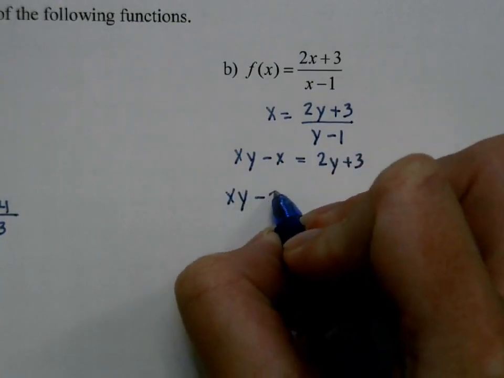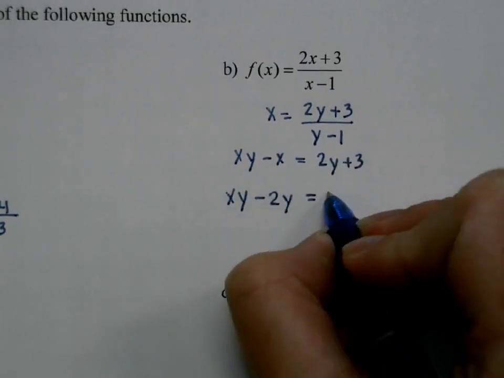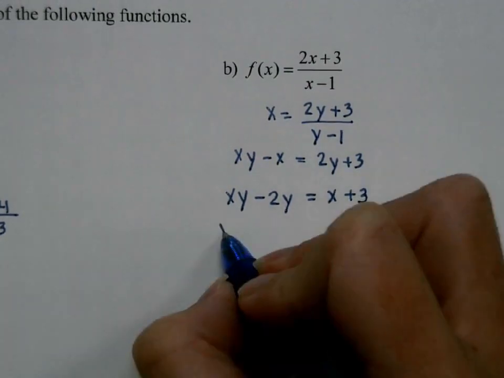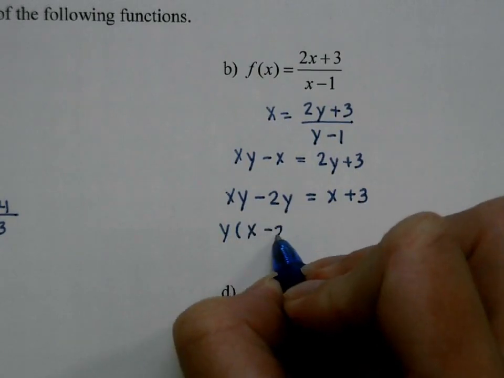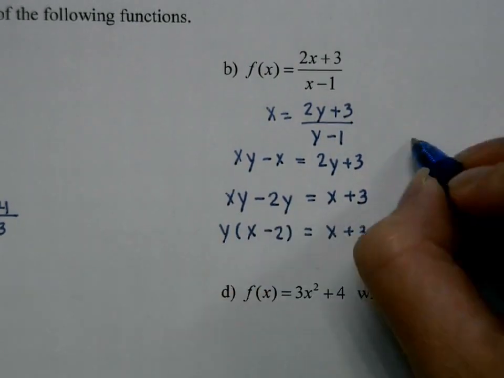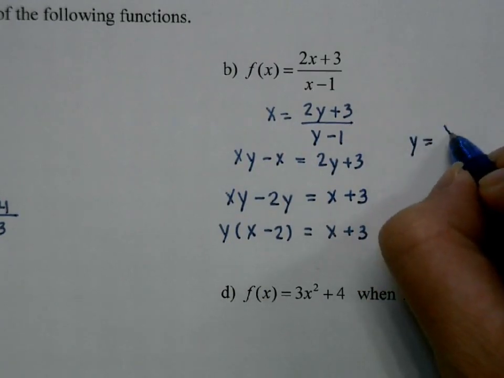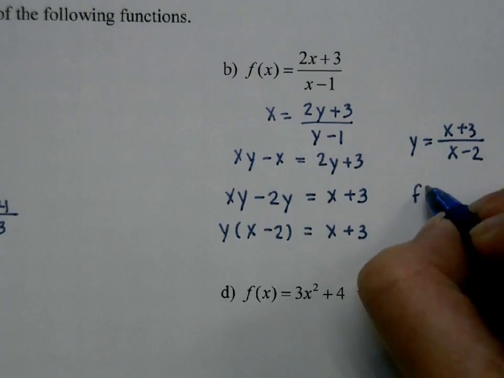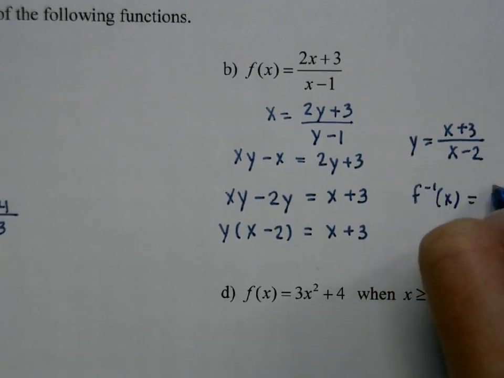Now I can factor a y out of all of these terms, and then I can divide. So my inverse equation is x plus 3 over x minus 2.